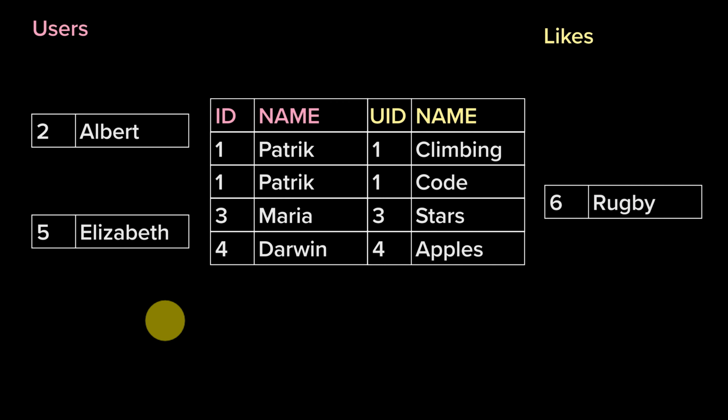So what if you want to keep Albert here and just have nothing on what they like because you still want to know all of the users that exist? Well, that's for next class. We're going to be learning about different types of joins.